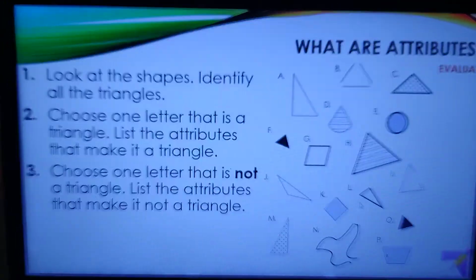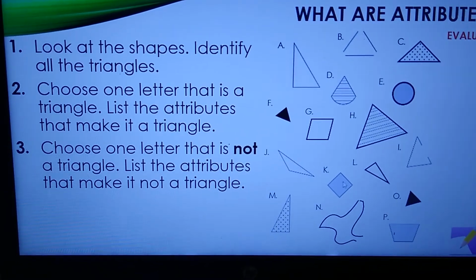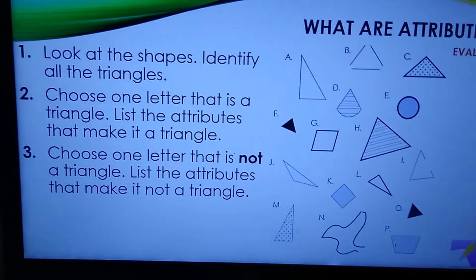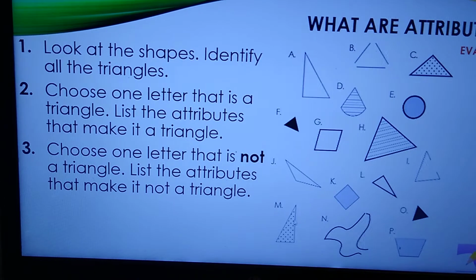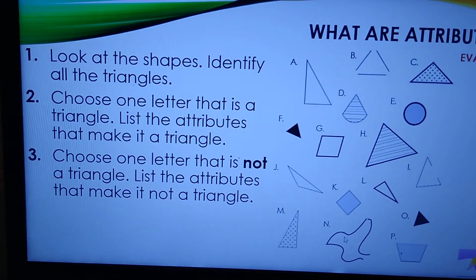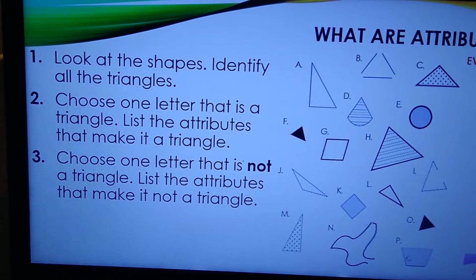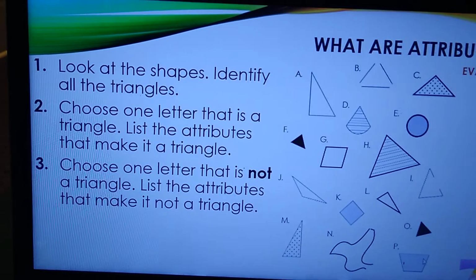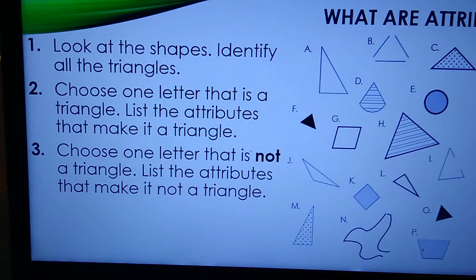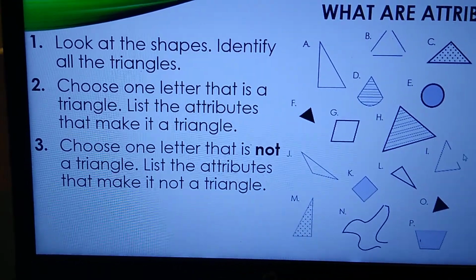Is J a triangle? Yes. Is K a triangle? No. Is L a triangle? Yes. Is M a triangle? Yes. Is N a triangle? No way. Is O a triangle? Yes. Is P a triangle? No, it's a trapezoid. So the ones with 3 sides are triangles. If they don't have 3 sides, they're not triangles. Or if they have an open space, they're not a triangle.